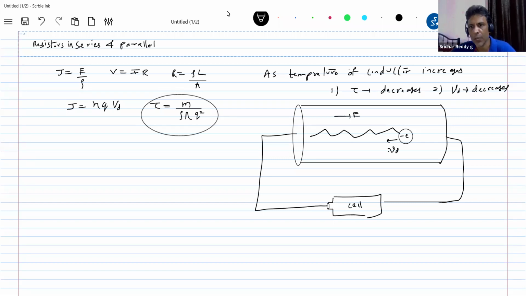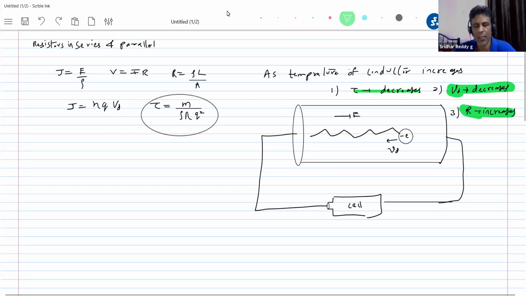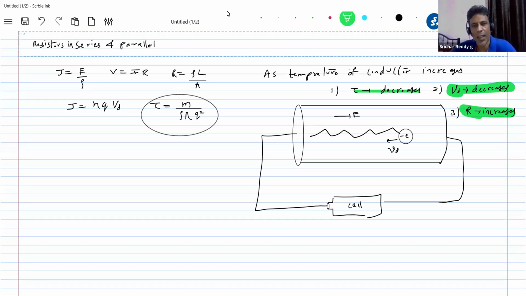Now this is data you are supposed to remember, very important for you. It can be asked in the exam. Then what will happen to the overall resistance? More number of collisions, greater the resistance, so resistance increases. One piece of information I'm sharing: as the temperature of the conductor increases, the thermal agitation will increase. Thermal agitation means more collisions the electrons will undergo when moving from one end to another. As collisions increase, the relaxation time decreases, the drift speed decreases, and resistance will increase. Why resistance? Because the electrons will encounter more resistance to their flow.